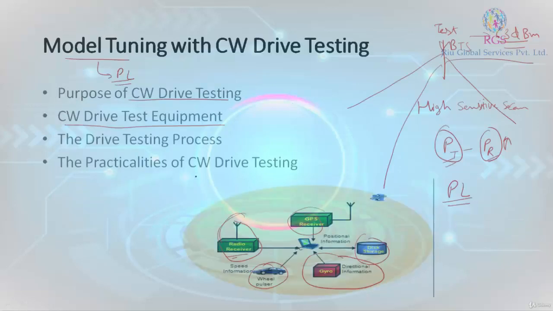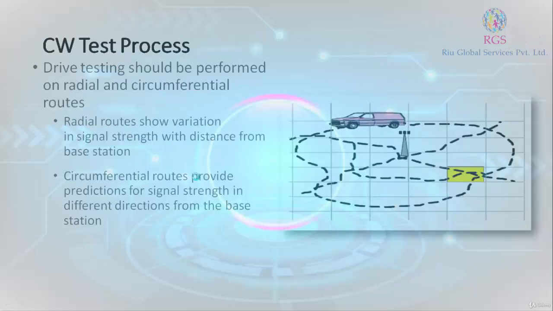Now we need to understand the practicalities of the CW test. For practicality, you need to consider only two things. One is that you should do the drive testing in the radial paths as well as the circumferential paths, because the radial path will show you slow fading margin, right? When you move away from the site, distance versus signal strength, this will help you calibrate using the radial paths.